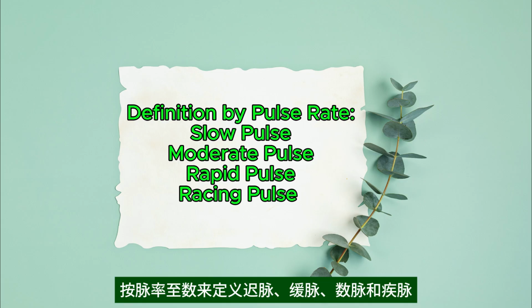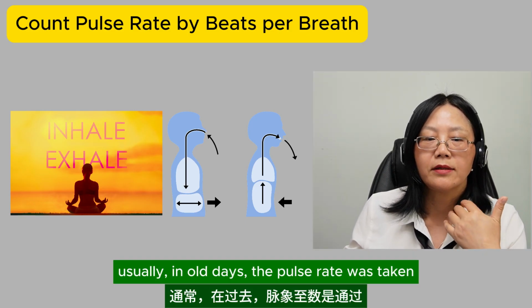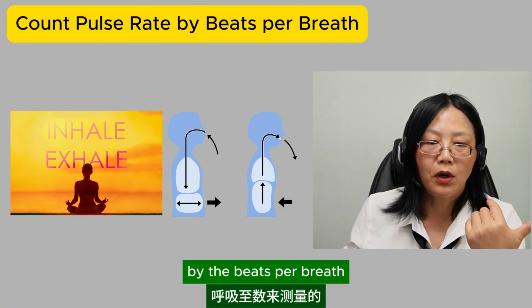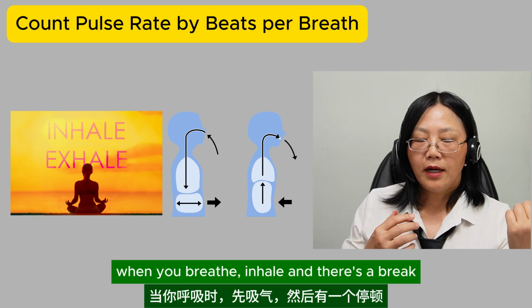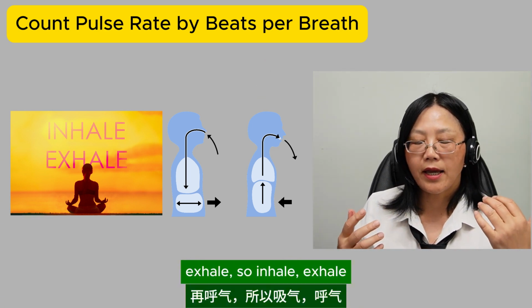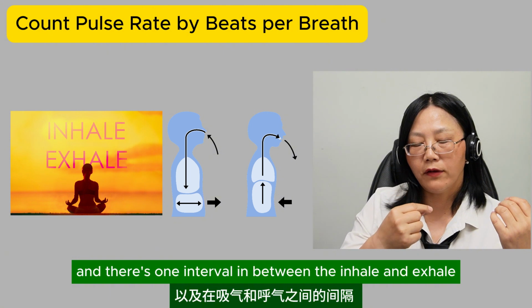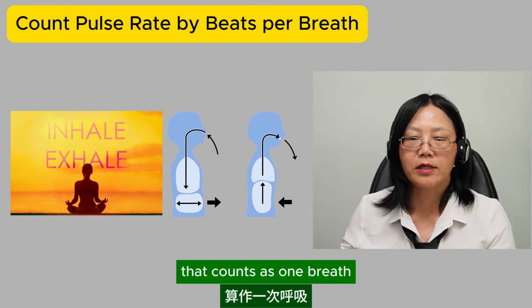Definition by pulse rate: slow pulse, moderate pulse, rapid pulse, racing pulse. Usually, in the old days, the pulse rate was taken by the beats per breath. When you breathe, you inhale, and there's a break, then exhale, so there's one interval in between the inhale and exhale. That counts as one breath.